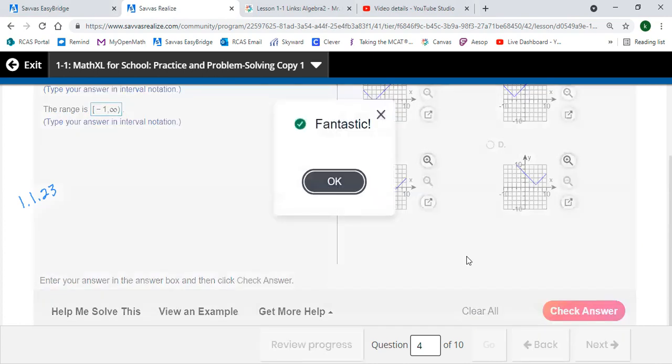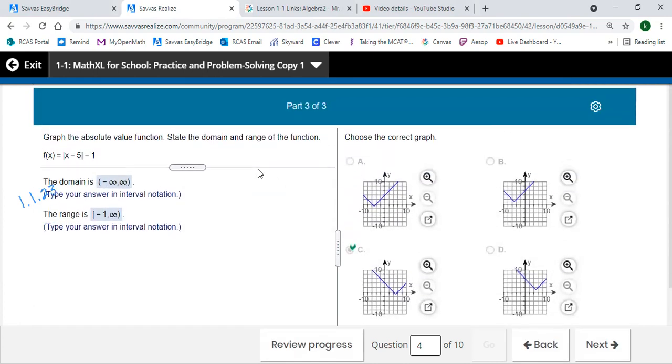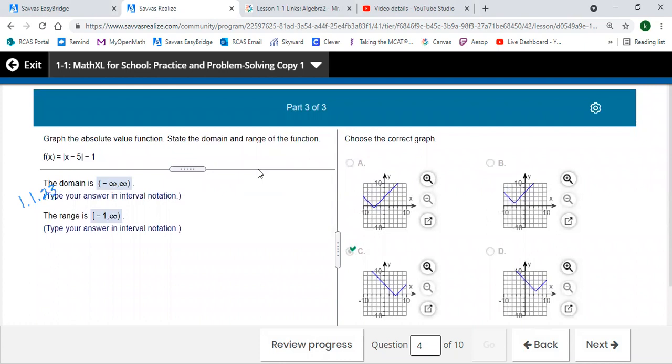Let's see how we did. Bueno. So there's the answers, 3 parts. I hope that helps. Good luck.